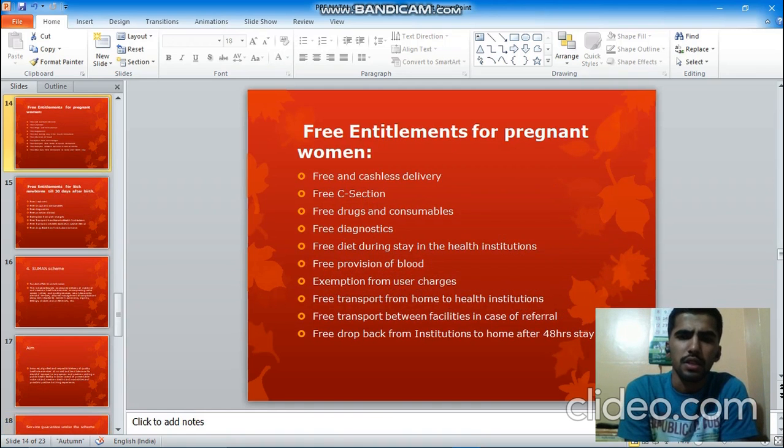These are the free entitlements for the pregnant women under Janani Sishu Suraksha Yojana. Free and cashless delivery, free C-section, free drugs and consumables, free diagnostics, free diet during stay in the health institutions, free provision of blood, exemption from user charges, free transport from home to health institutions, free transport between facilities in case of referral, free drop back from institutions to home after 48 hours of stay.